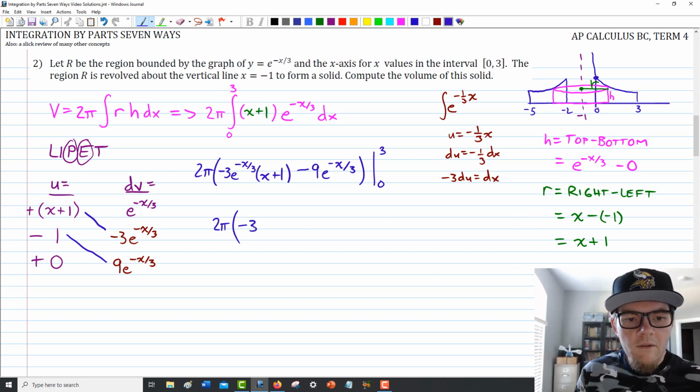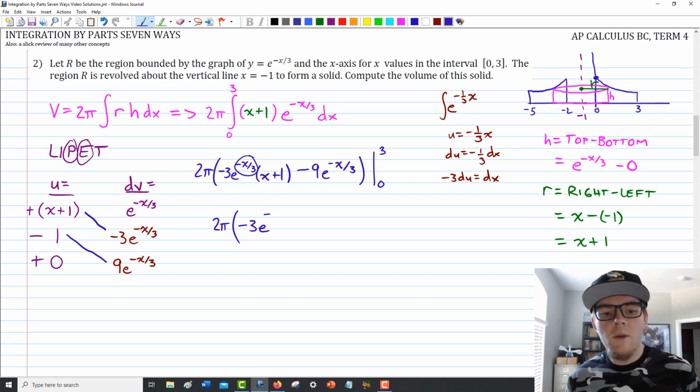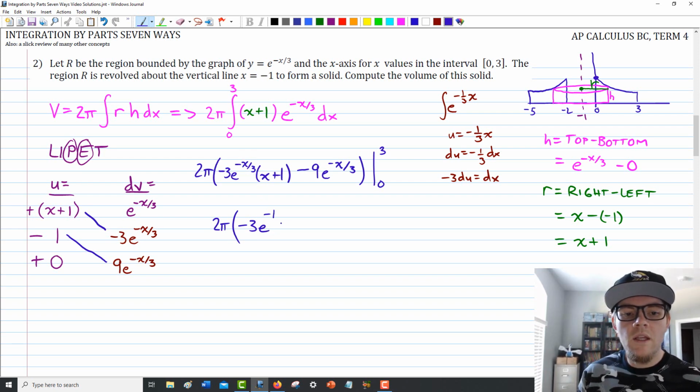We're going to get now negative 3e to the negative 3 over 3. That's me evaluating right there. So negative 3e to the negative 1. And then we'll be multiplying times 4. On the second term, we're going to have minus 9e to the negative 1. So that cleans up our first term.